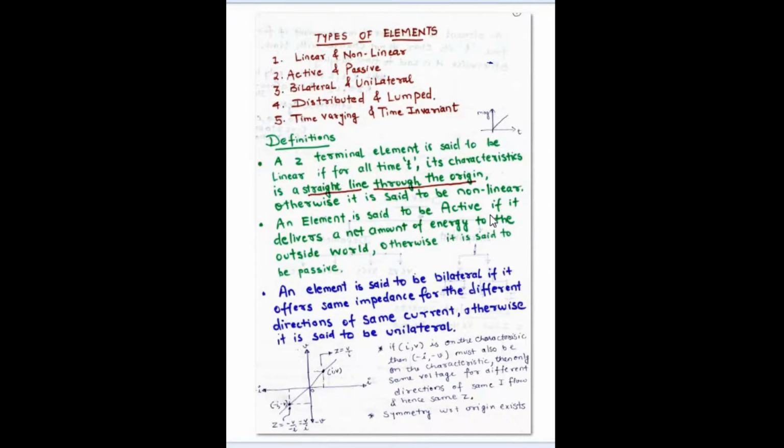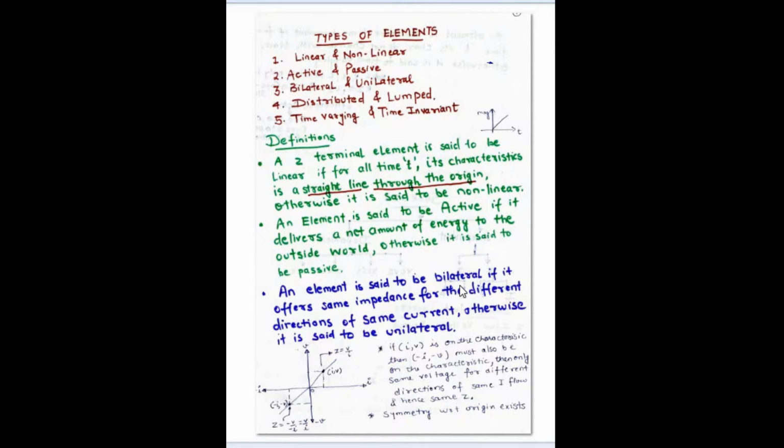Next is, an element is said to be active if it delivers a net amount of energy to the outside world, otherwise it is said to be passive. I think we learned this definition in the last lecture. This is a simple definition of an active element and a passive element. If an element delivers some amount of energy to the outside world, then it is said to be active, otherwise it is said to be passive.